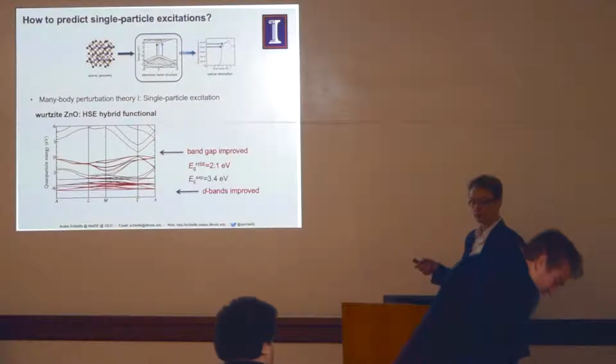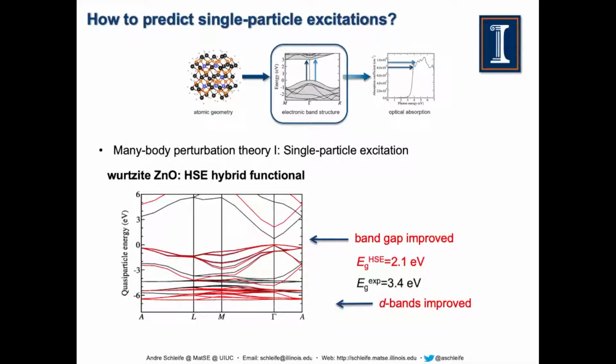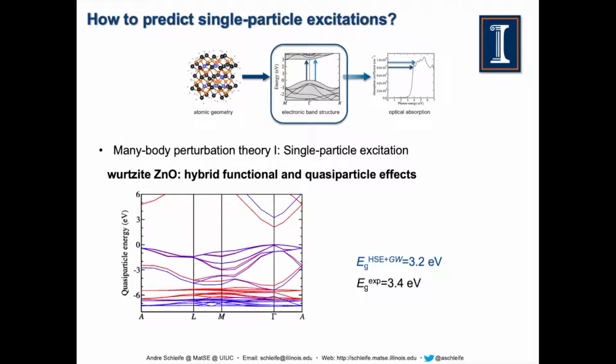So now, what I'm trying to say is, if you use this hybrid functional, we improve that starting point. So now these red curves show the result for the hybrid functional calculation. In this case, we get 2 electron volt versus 3.4, so that's closer. We use that as the starting point for this GW approximation. In this case, we end up with 3.2 electron volt.